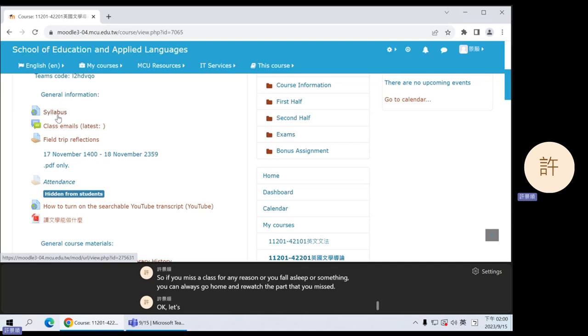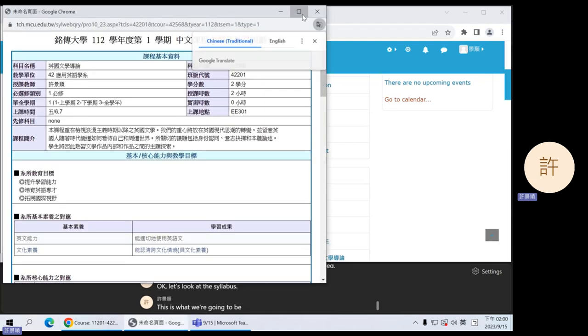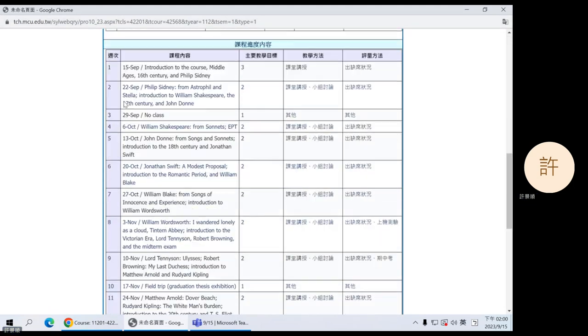Okay, let's look at the syllabus. This is what we're going to be doing this semester. First week, introduction to the course. I'm doing that right now. And then I will talk about the Middle Ages, the 16th century, and our first author for next week, Philip Sidney. So as I said, this is a history course.